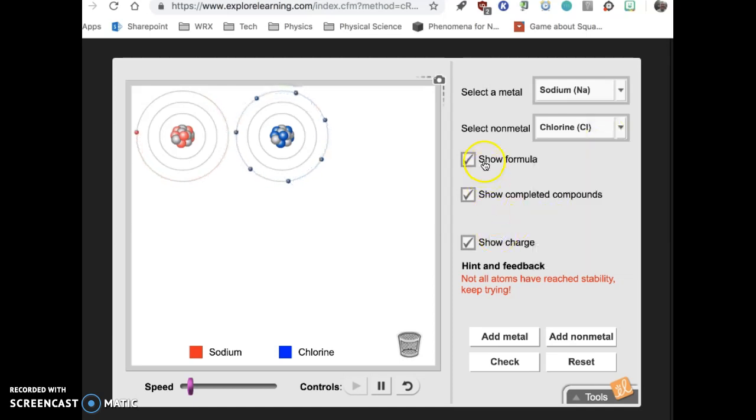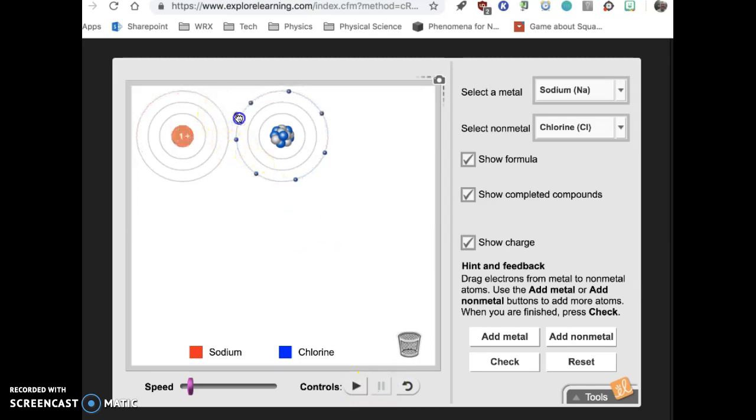Okay. Some other boxes I already have checked here. I can look at the formula. I can look at the completed compound. And it will show me the charge. Okay, so let me reset this here. I can pause it so that those atoms will stop, or I can press play so those atoms move around. I suggest keeping it paused. It's going to be easier to grab them.